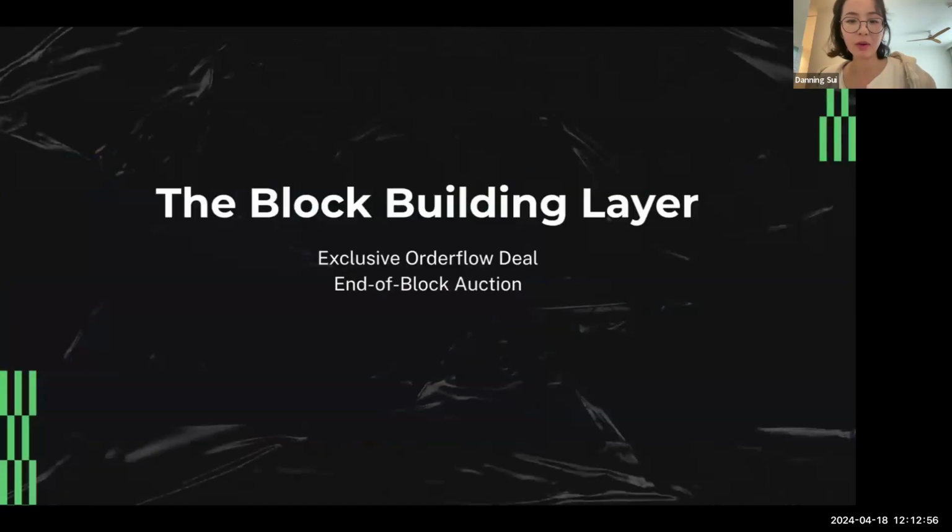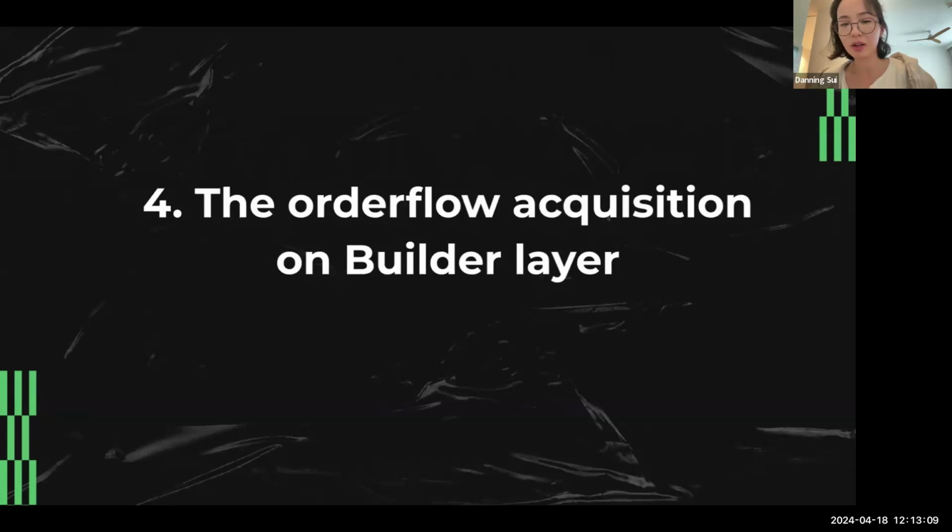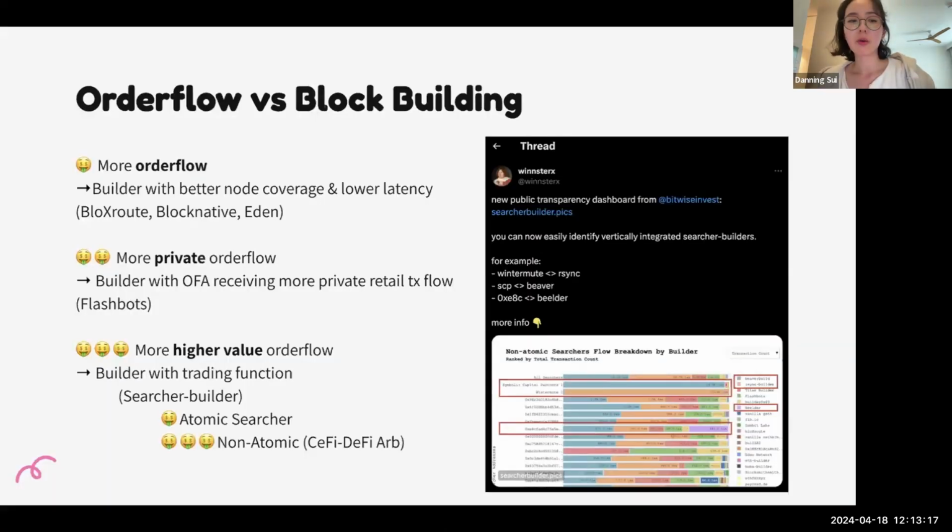Yeah. On the block building layer, I want to quickly mention a few other expressions of order flow auction. One is exclusive order flow deals, one is end-of-block auctions. So order flow acquisition on the builder layer is going higher and higher, and is also causing a centralization force, which is quite concerning. So what matters for block building?